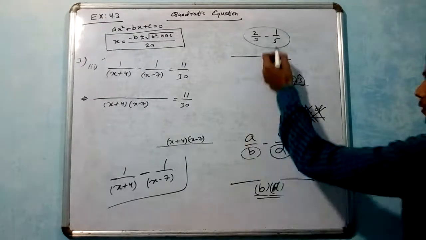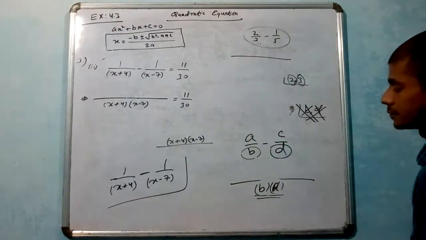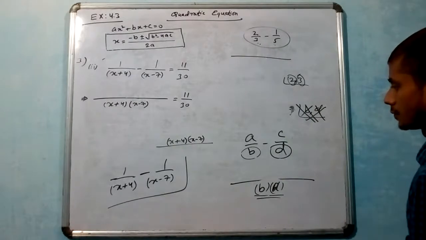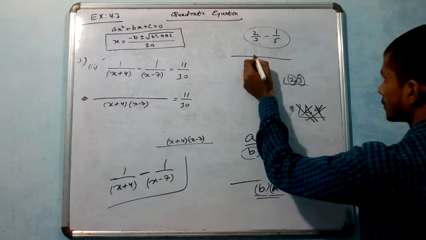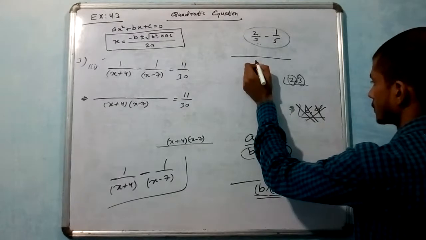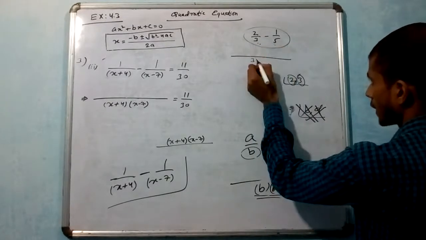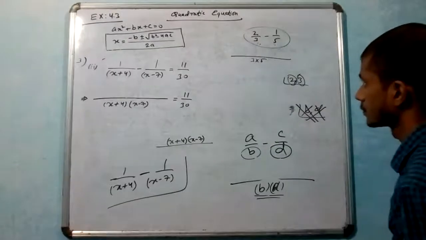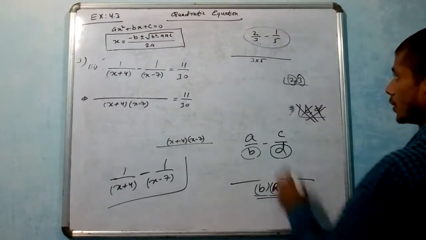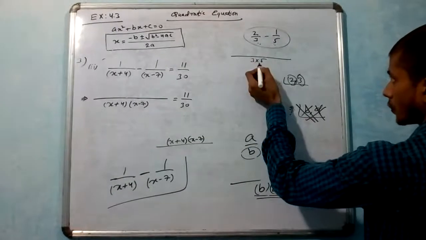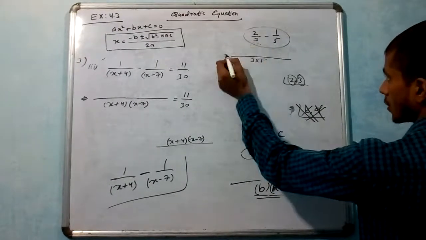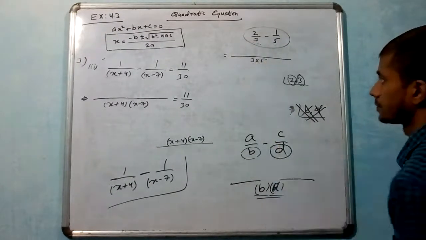What I always used to say: take the LCM of the denominators. How much LCM? 15. So if I don't know what is 3, what is 5, can I write 3 into 5? Any problem? No. Then we got the LCM, and in the denominator we wrote it. Now what to do next? Divide this LCM by?